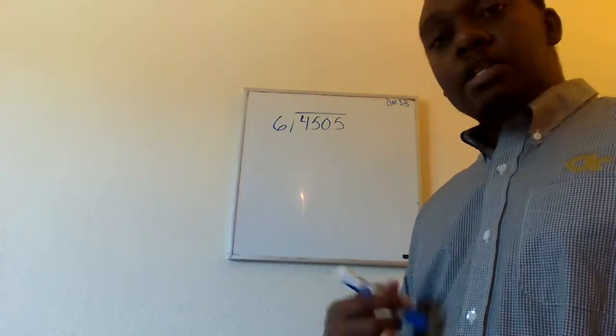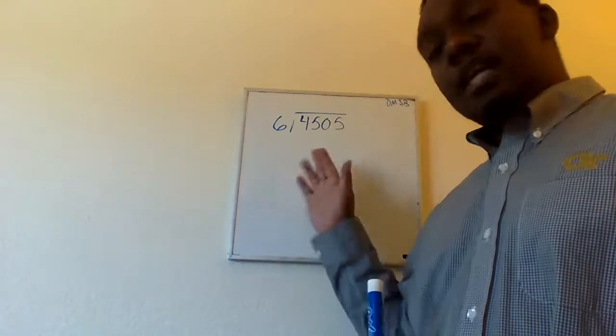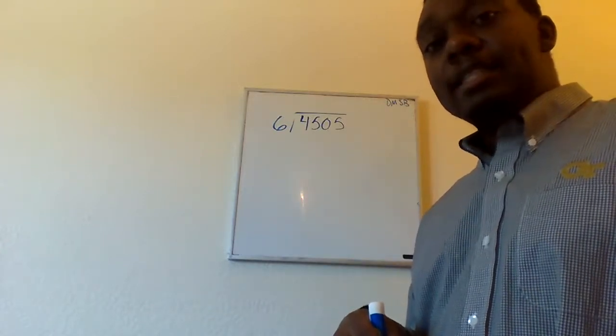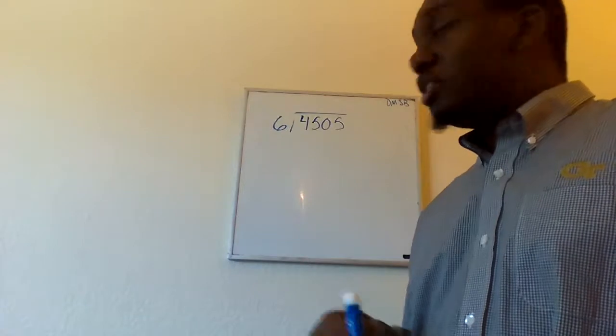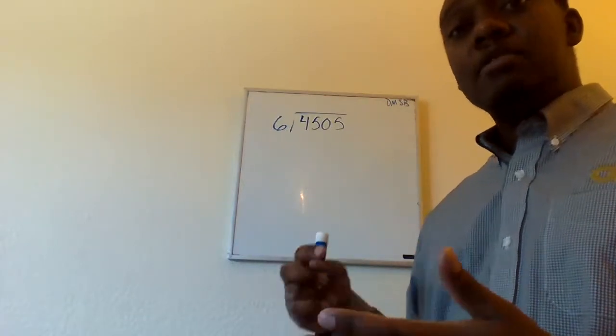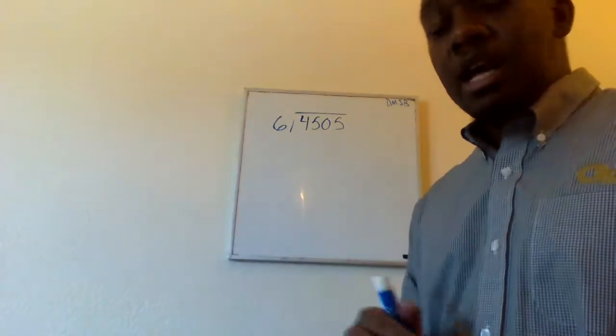And those are things that we want to remember. So we know that this answer must be greater than 700. We also know that 6 times 800 will be 4,800. So we know that this answer has to be less than 800. So our answer is going to be somewhere between 700 and 800.